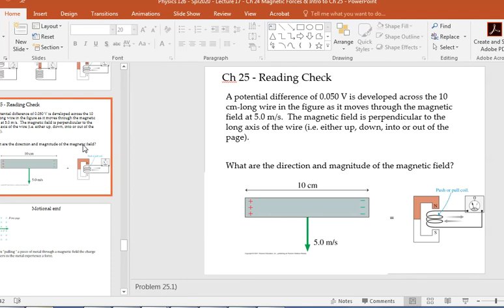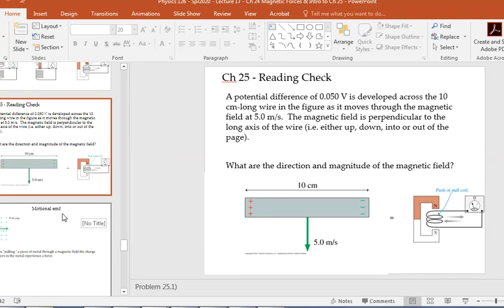Okay, so let's take a look here at an example. There's a potential difference that's developed across a long wire in this figure as it moves through a magnetic field at 5 meters per second. The magnetic field is perpendicular to the long axis of the wire. So what is the direction and the magnitude of this field?